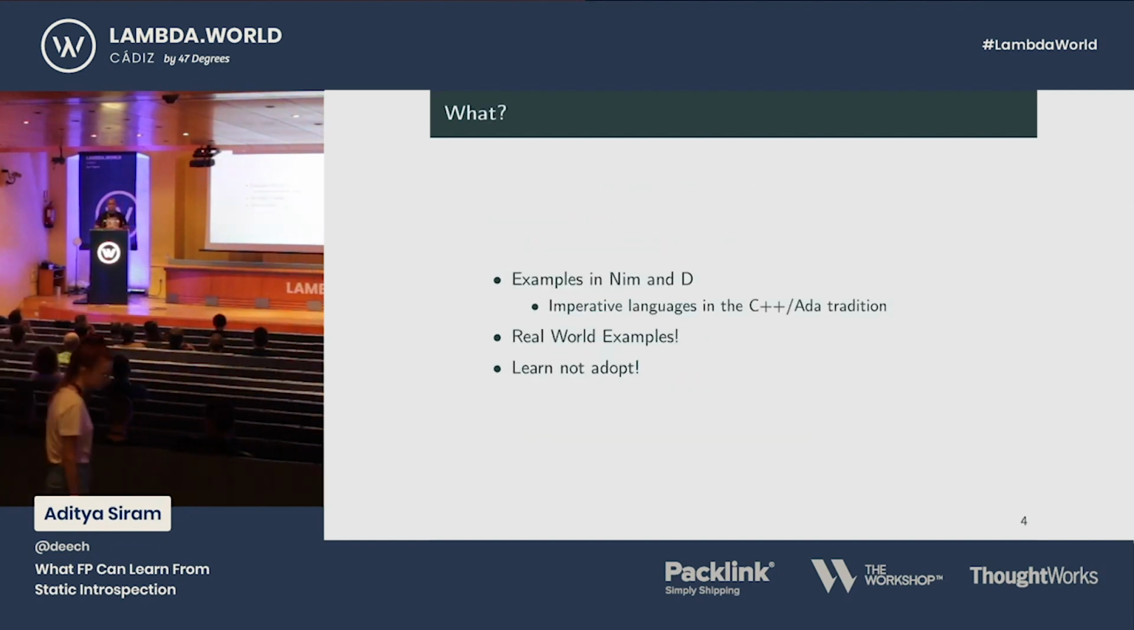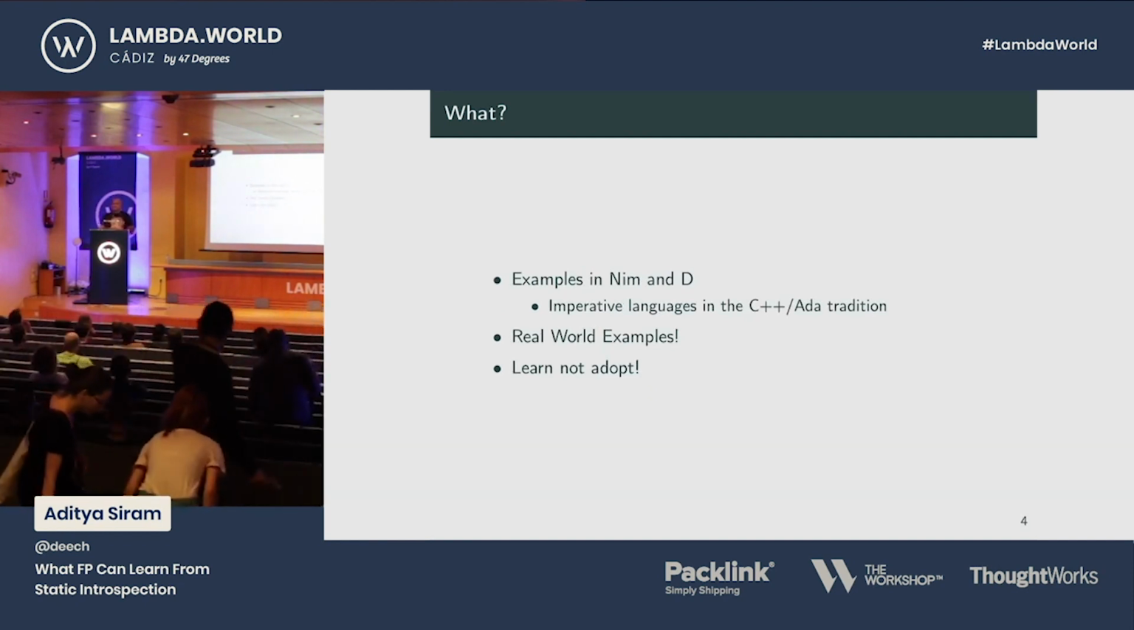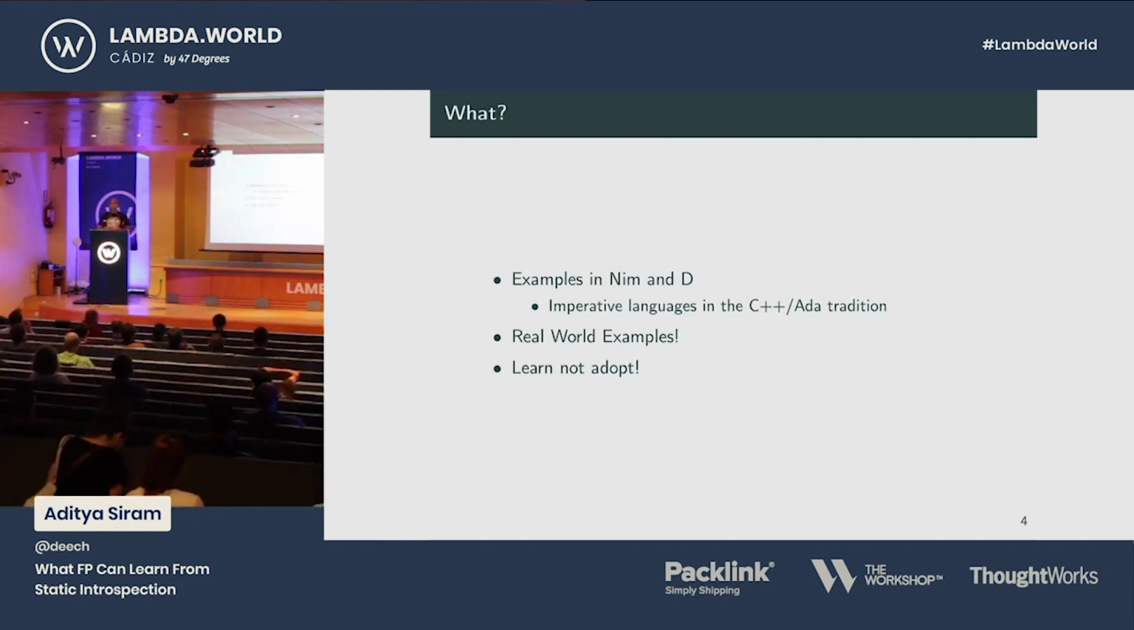So the examples I'm going to show you are in Nim and D. Nim and D are not functional programming languages. So just spoiler alert, they're not functional. They're imperative languages that come from the C++ and sort of Ada tradition. D comes from C++, Nim comes from Ada. It looks like Python, but it kind of comes from Ada.